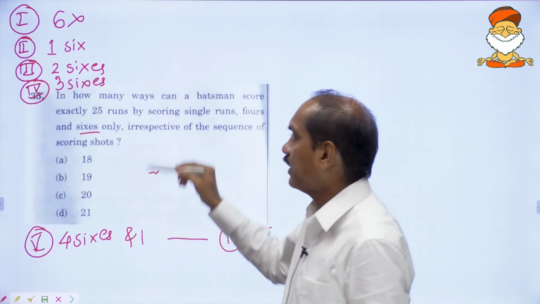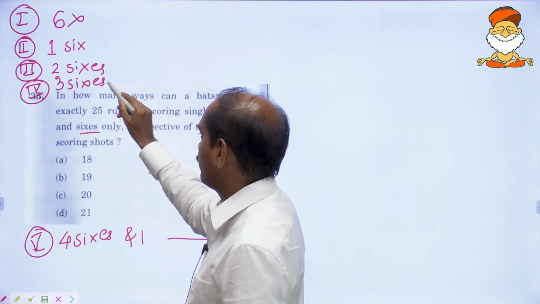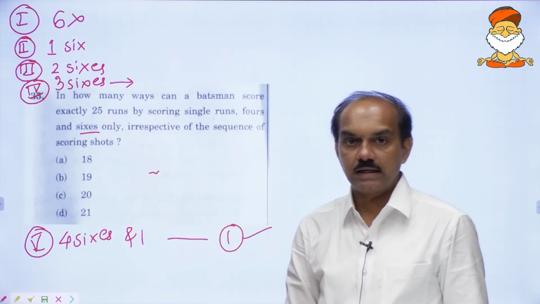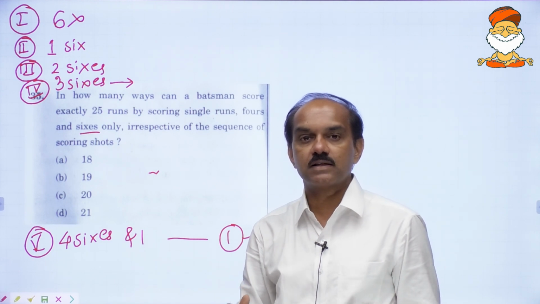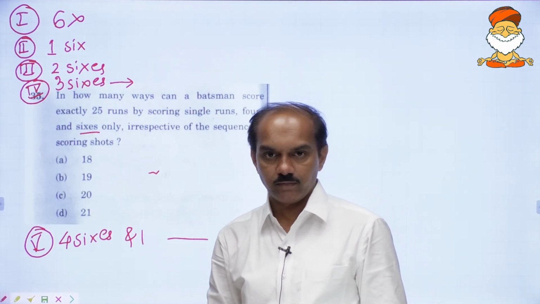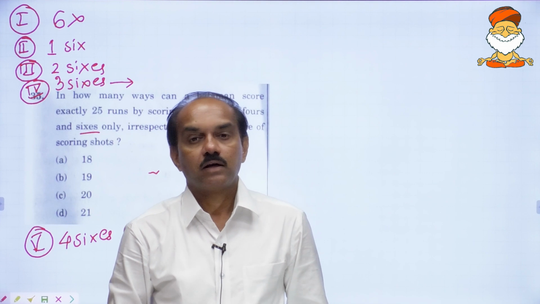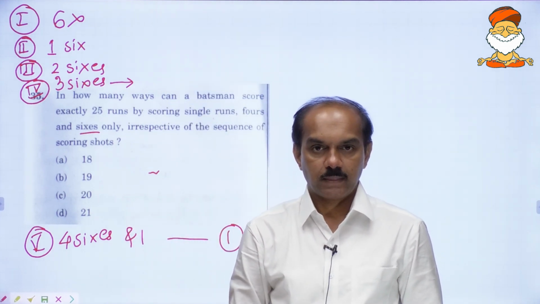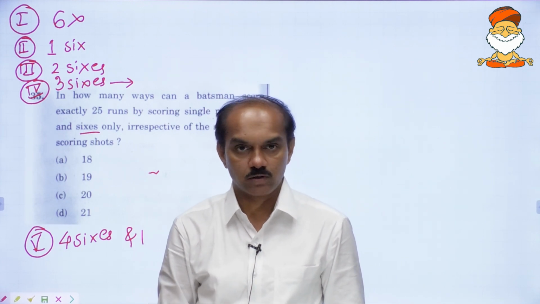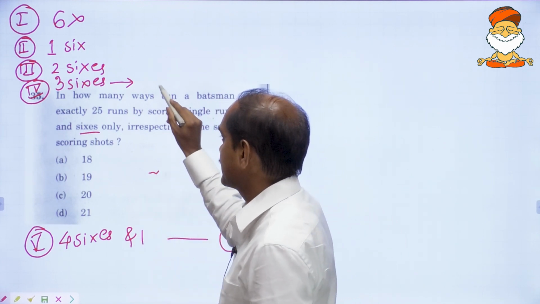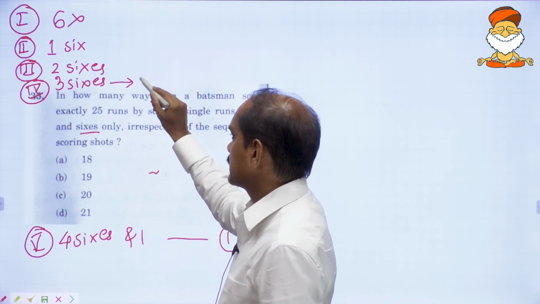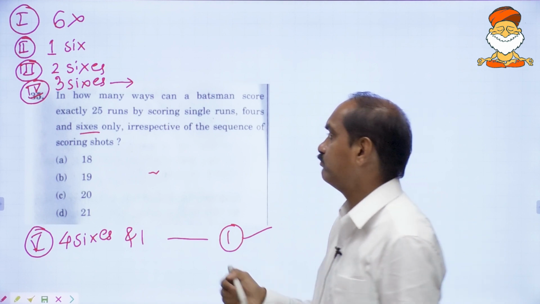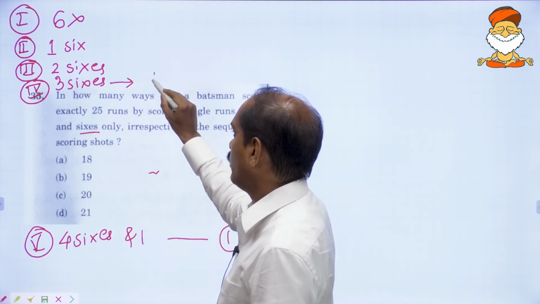Now let us go to the 4th case. He has already hit 3 sixes, meaning 18 runs are already there with him. Now he will have to go for 25 runs, meaning 7 more runs he wants. 7 more runs can be made in 2 different ways. How? He can hit 1 boundary.